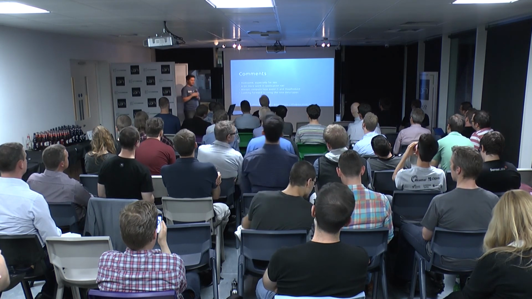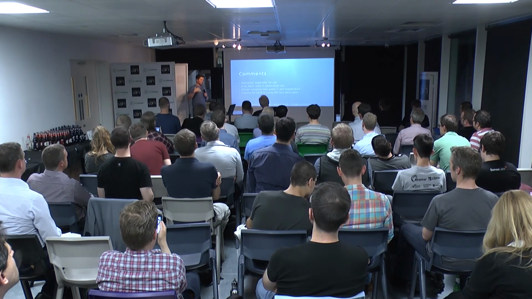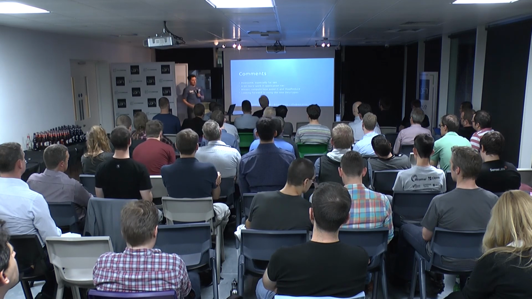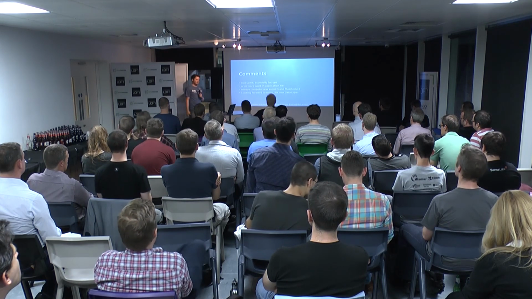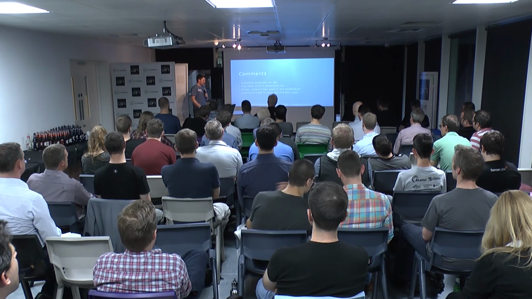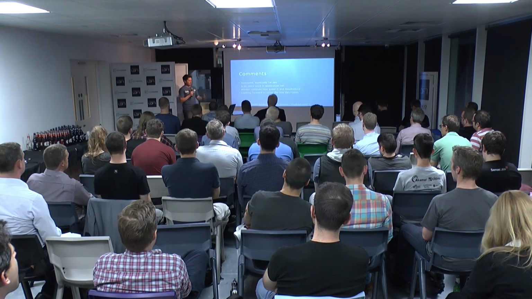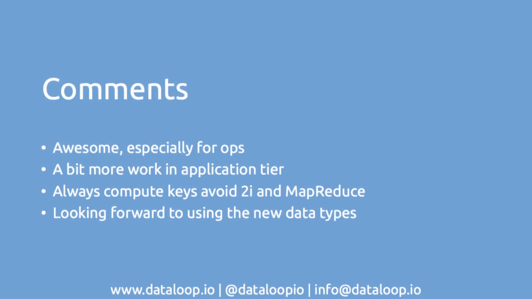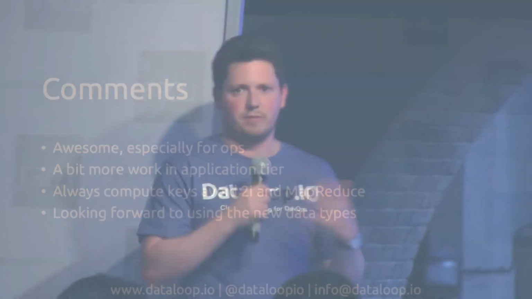So Riak is great for ops. If you need to scale, just drop a box in there, add it to the cluster, and it automatically balances the keys across the cluster. It's a bit more work for the developer. As I say, we have to compute our keys. We don't keep everything inside Riak, it's only time series data at the moment. It's an option that we could get rid of our Mongo box and move everything to Riak, but then there's having to do extra indexes and stuff on top of that.